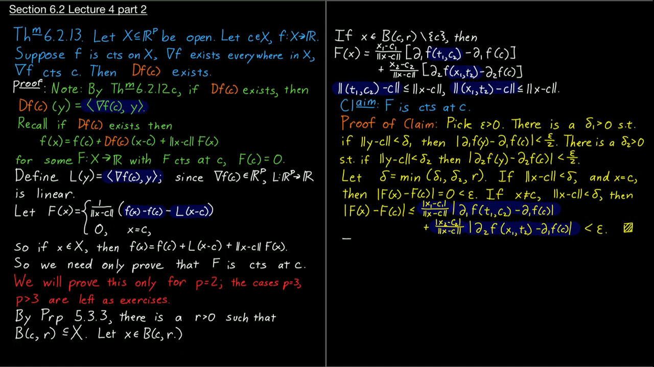So we have shown that f of x is f of c plus a linear function of x minus c plus norm of x minus c times this function big F, which we've just shown is continuous at c, and we already knew by definition is 0 at c. So we are done.